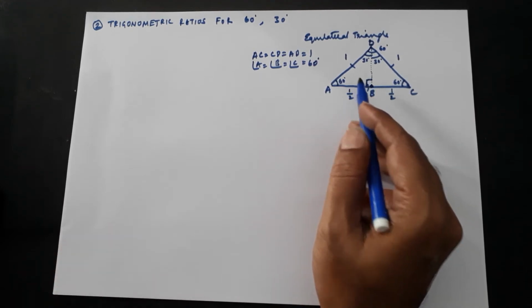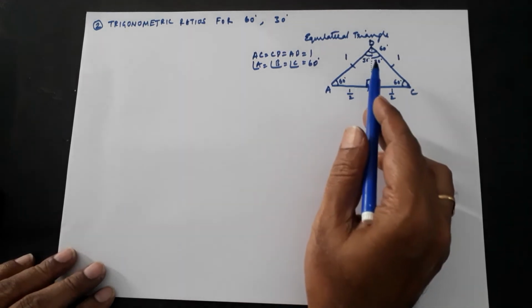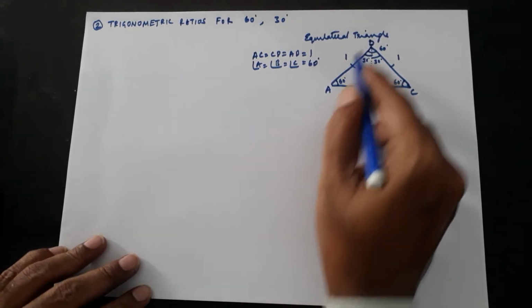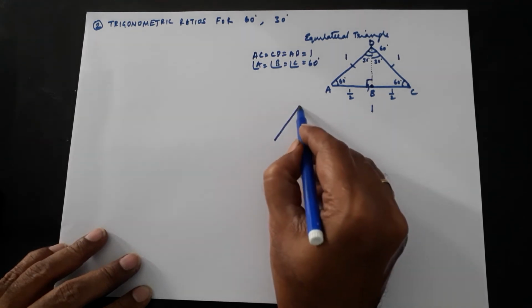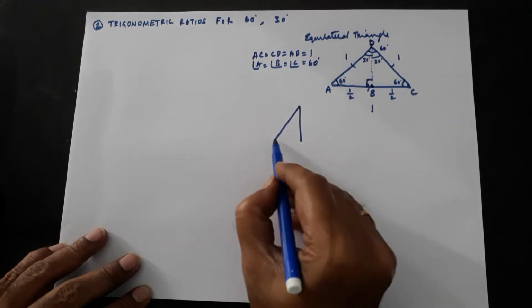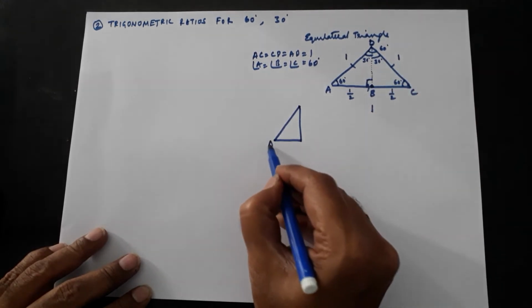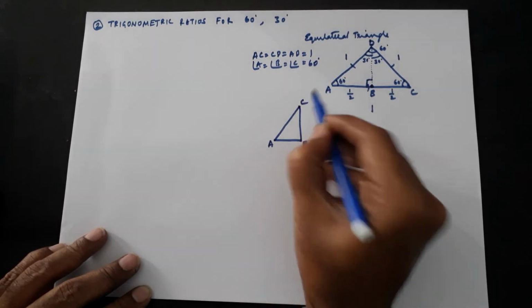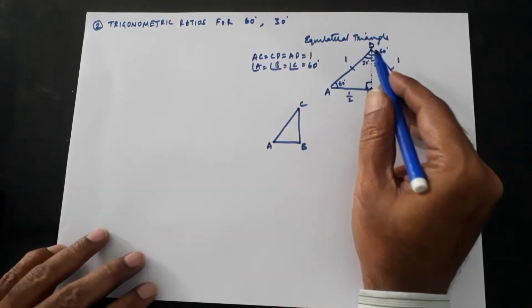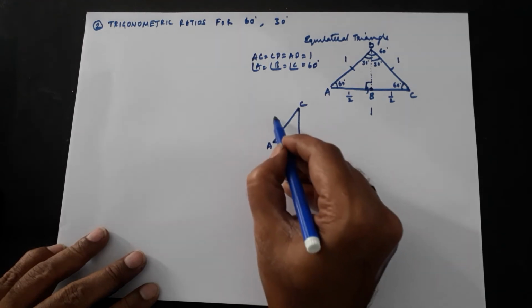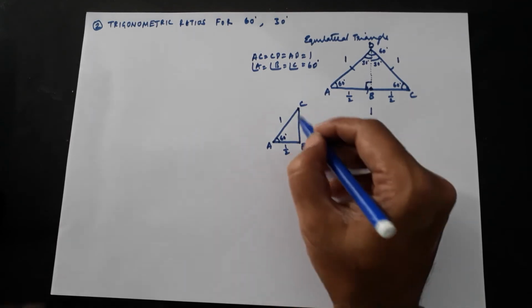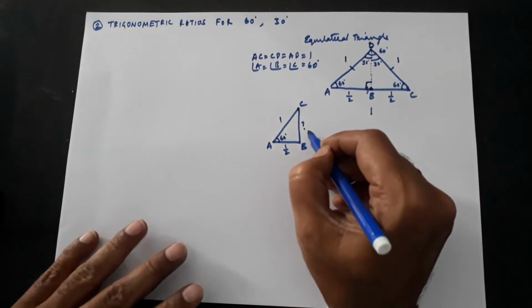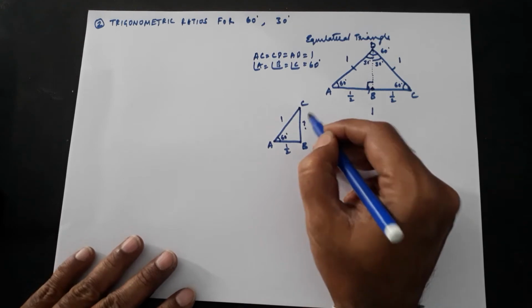Now we'll consider ABC. We consider this part. So I'll draw it again. This part A, B, I'll name it as C. A, B, C, this part. Okay, this is 1/2, this is 1, this is 60 degrees. So we don't know BC. So we need to find out BC. So how do we find out? Again same Pythagoras theorem.